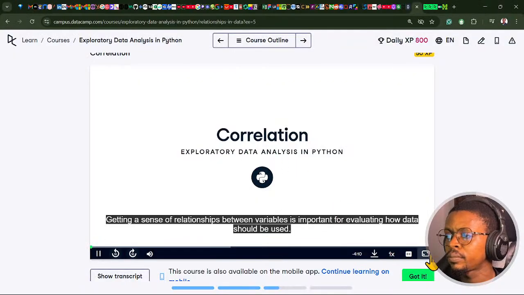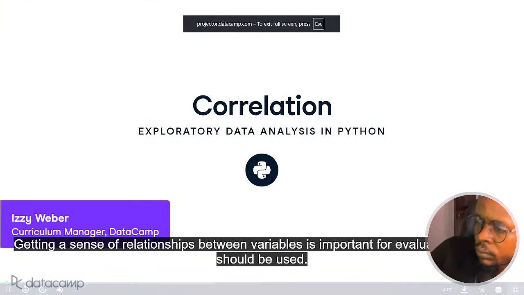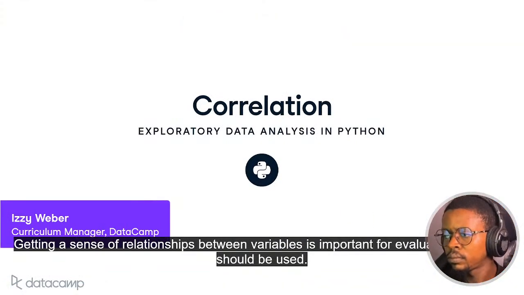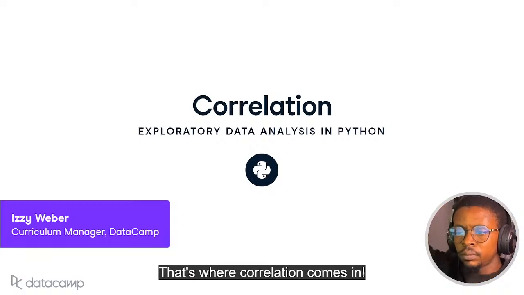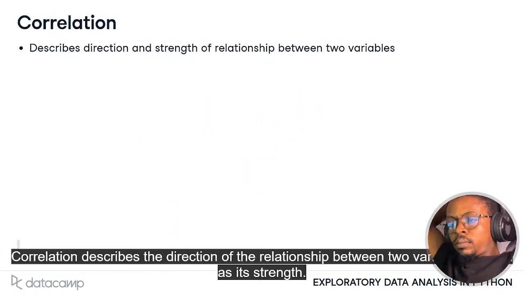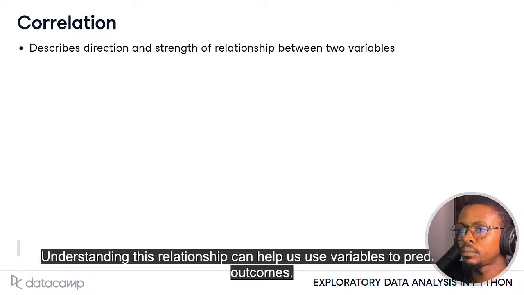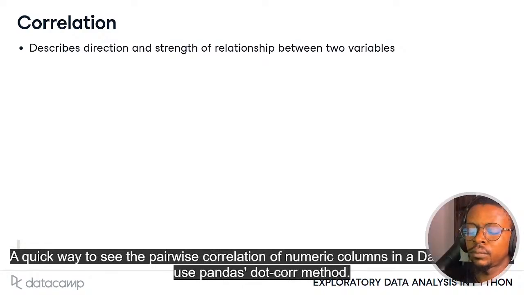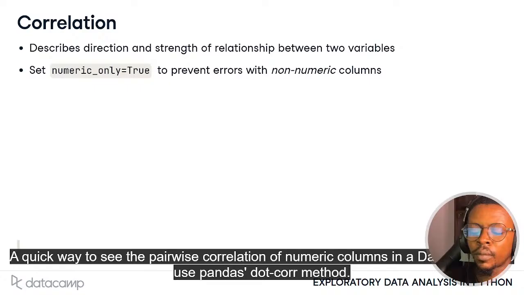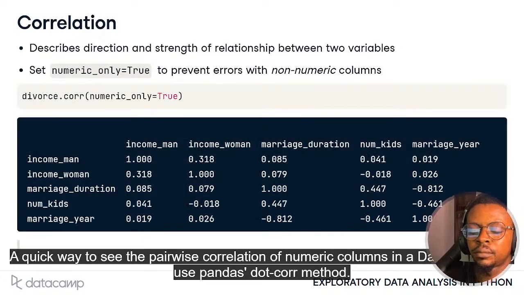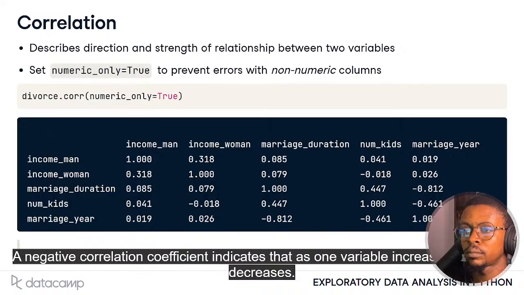Okay. Getting a sense of relationships between variables is important for evaluating how data should be used. That's where correlation comes in. Correlation describes the direction of the relationship between two variables as well as its strength. Understanding this relationship can help us use variables to predict future outcomes. A quick way to see the pairwise correlation of numeric columns in a data frame is to use pandas' .corr method. A negative correlation coefficient indicates that as one variable increases, the other decreases.